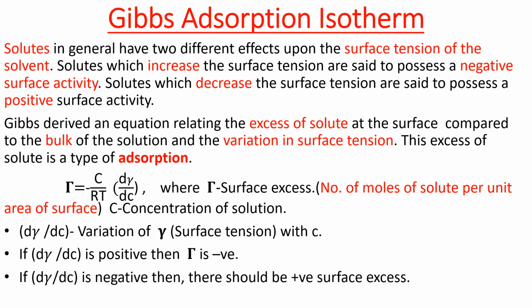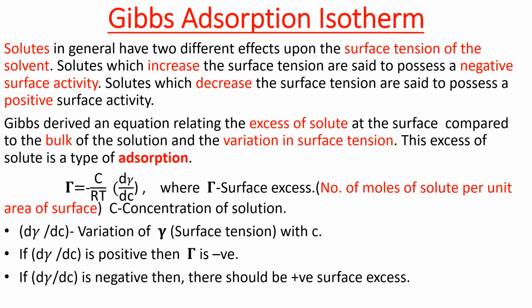Here the left hand side symbol, the big gamma, is the surface excess, that is the number of moles of solute per unit area of surface. C is the concentration of solution, and dγ by dC is the variation of surface tension with C.